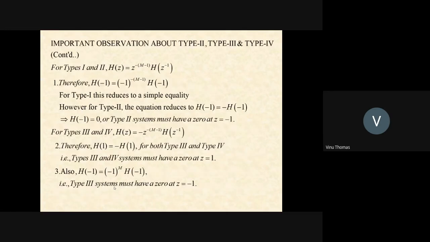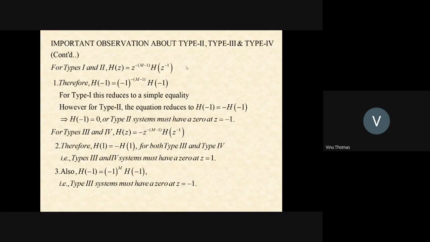Now we move on to another observation, which is very important about types 2, 3, and 4, which is about the value of h of z at z equal to plus or minus 1. So we look at a specific example where we look at the values that h of z takes at z equal to plus 1 or z equal to minus 1. Now for types 1 and 2, you can write h of z equal to z raised to minus (m minus 1) into h of z raised to minus 1.